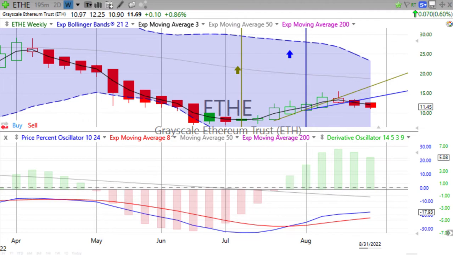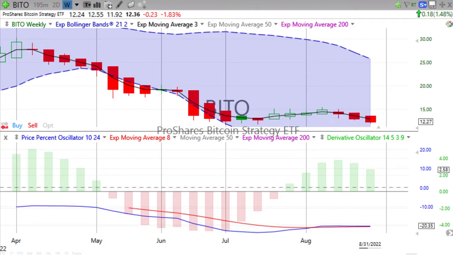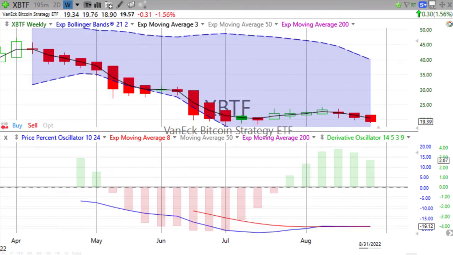We'll wait and see how this continues to shape up. Let's move on to something like XBTF. Again, as we look at things, this is the short-term Bitcoin future. There's three of them: BITO, BTF, and XBTF.